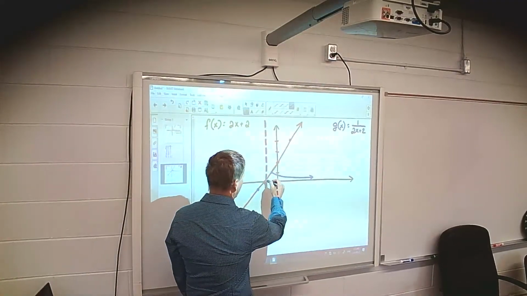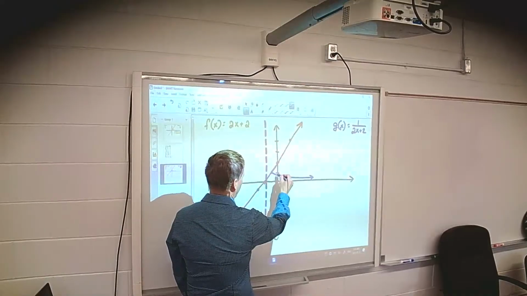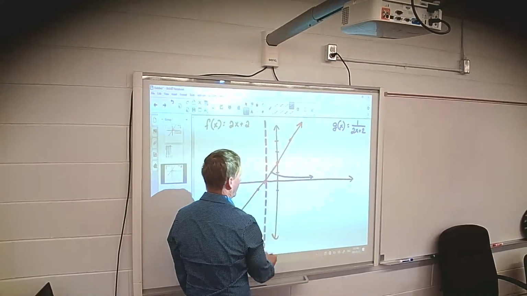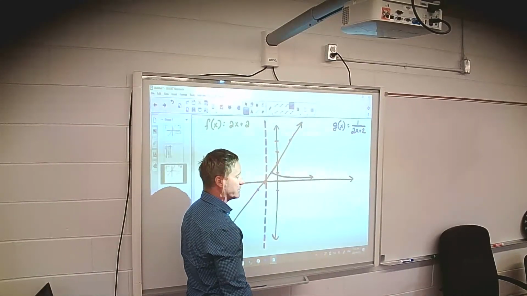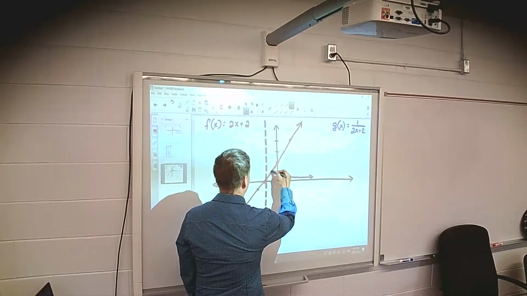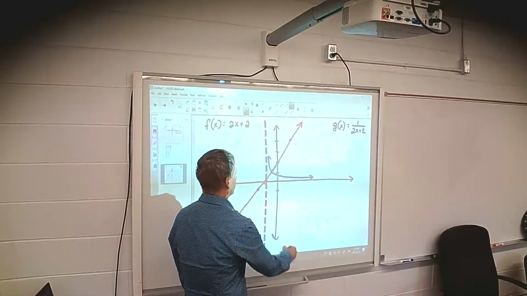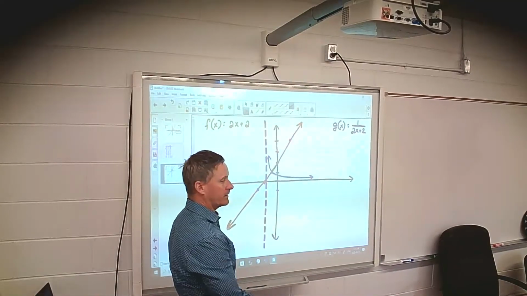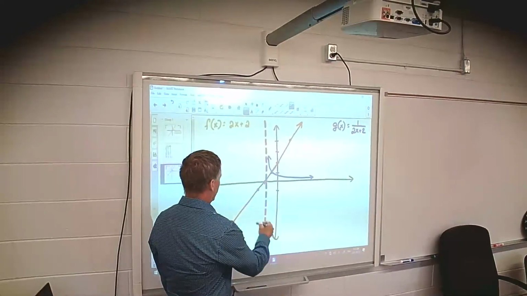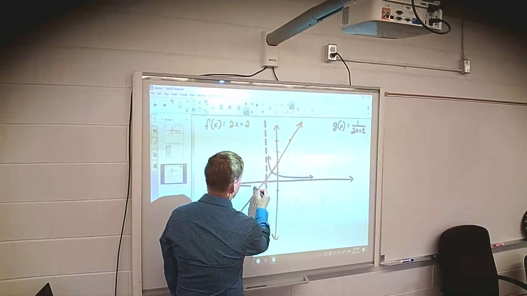And what about all of the coordinates between here and here, which is between 0 and 1? They're all fractions. What happens to them? They all get bigger. They all go up like that. And then over here, same thing.